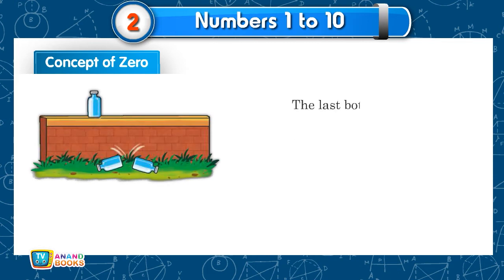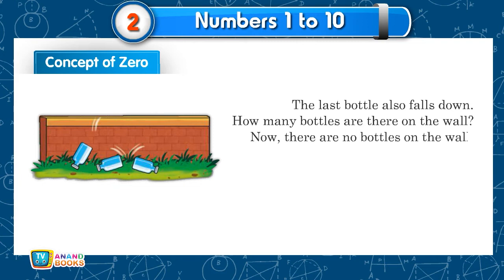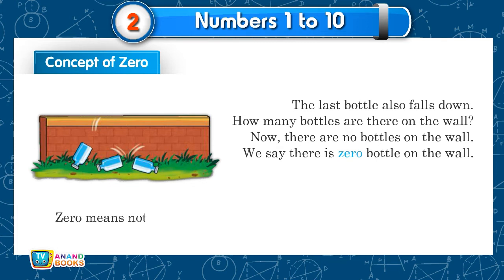The last bottle also falls down. How many bottles are there on the wall? Now, there are no bottles on the wall. We say there is 0 bottle on the wall. 0 means nothing or absence of something. 0 is written as 0.